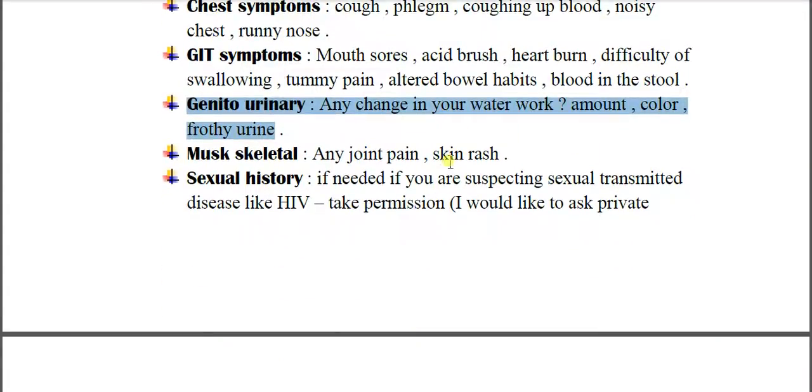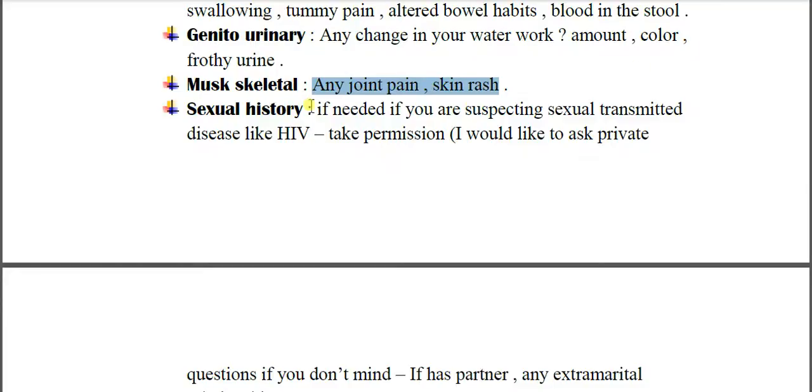Any joint pain and skin rash, we asked before in Cushing, no need to ask again. Sexual history: I see that sexual history here is not needed at all because you are not suspecting the patient has weight gain already, so you are not suspecting any sexually transmitted diseases. You can ask only with whom the patient is living and if she has a partner. No need to ask about if she has a customary relationship because no need here. This is if you are suspecting sexually transmitted disease.